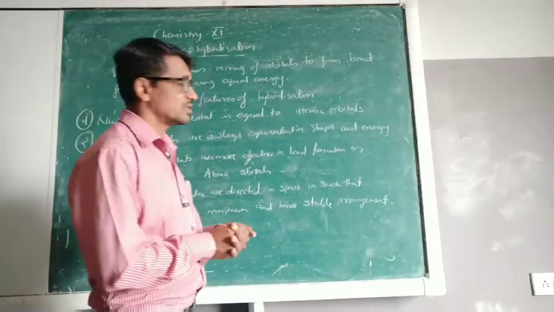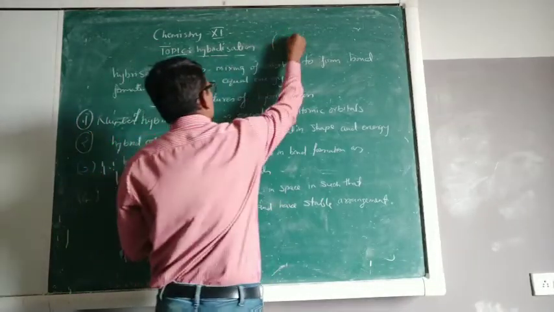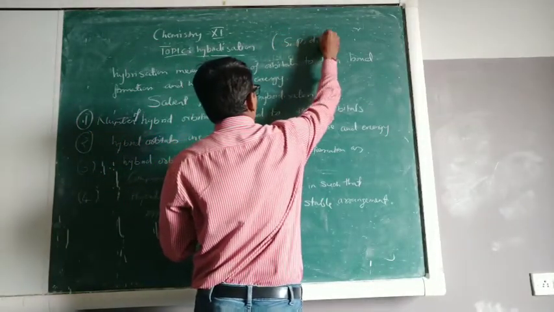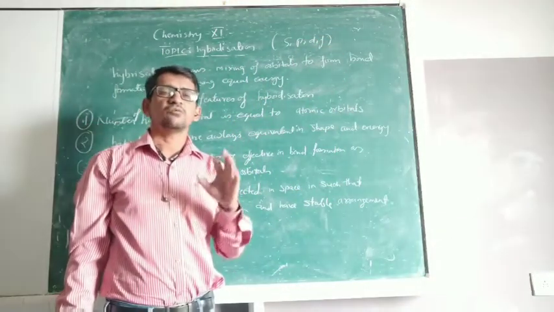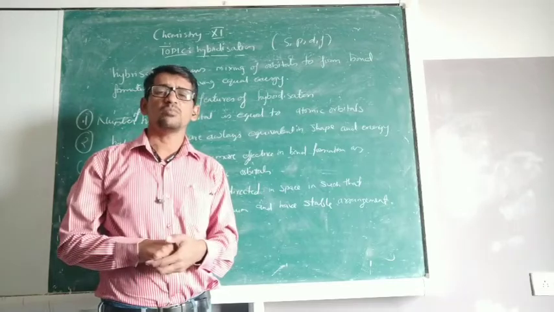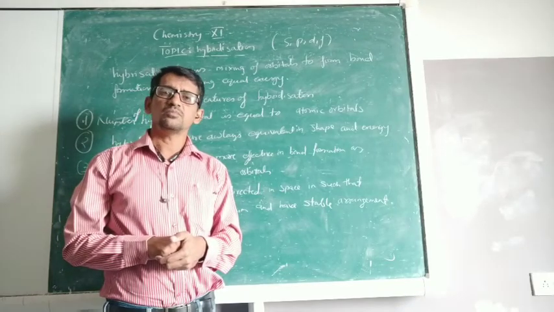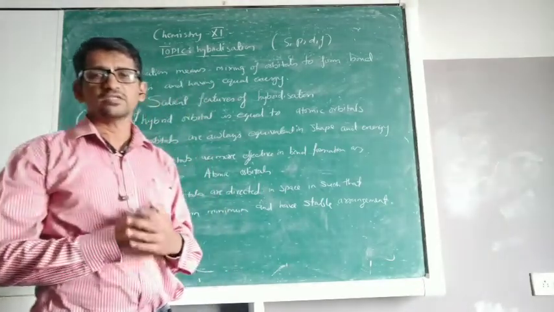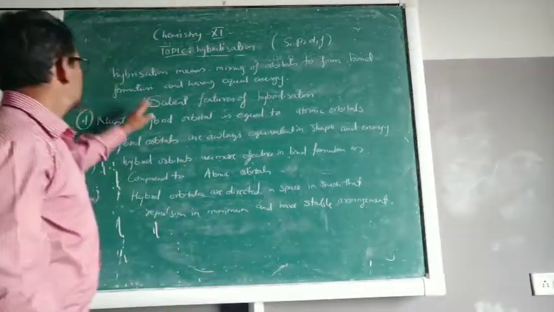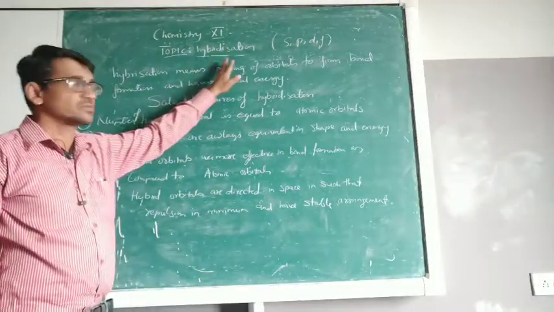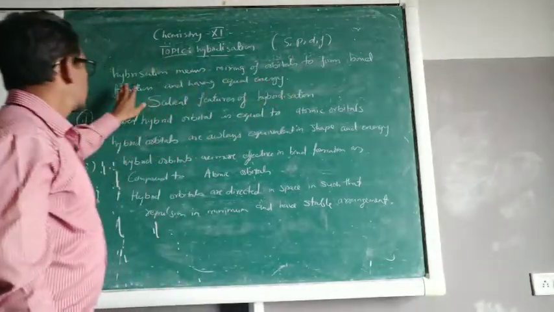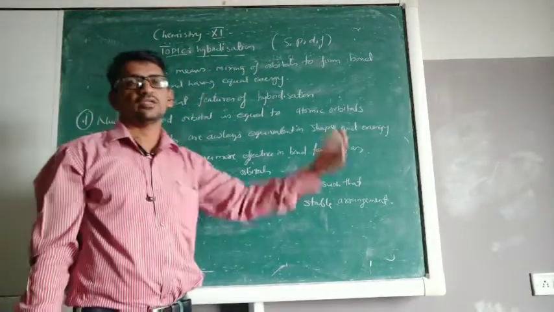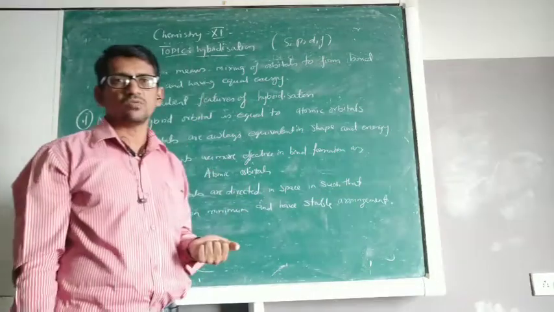Different orbitals are there. We have seen orbital s, p, d and f. If mixing of orbital takes place, then it will give the hybrid orbital. Hybrid orbital means energy becomes same and the orientation becomes same. So what is hybridization? Hybridization means mixing of orbital to form bond formation, having equal energy, and the shape also becomes equal.